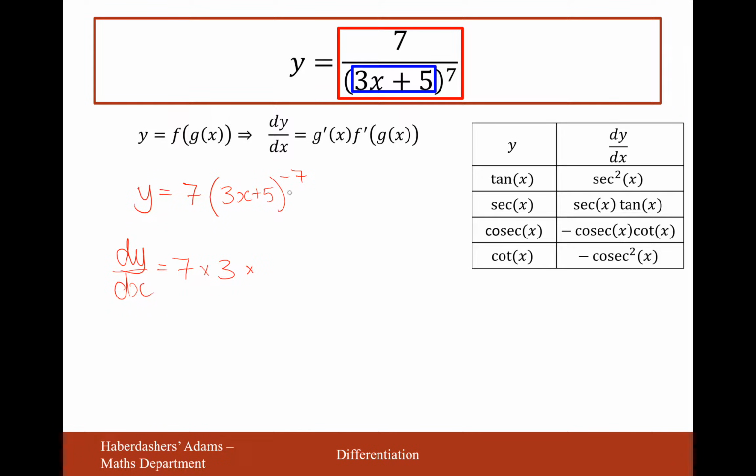Then differentiate the outside function. The outside function is effectively minus x to the minus 7. So bring the power to the front, reduce the power by 1, minus 8 now. So that would be times minus 7. But it's not x, we use the inside function, 3x plus 5 to the power of minus 8. So in this case it's going to be 49 times 3, minus 147 over 3x plus 5 to the power of 8. And that's the answer to the derivative.